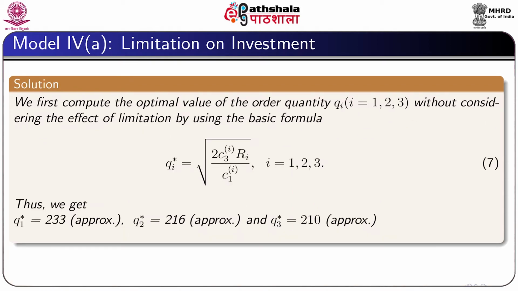First, we compute the optimal value of the order quantity Qi without considering the effect of limitation by using the basic formula, which is Qi star equal to root over 2 C3i Ri by C1i, where i varies from 1 to 3. So, using this formula, we can get the optimal order quantities Q1 star equal to 233, Q2 star equal to 216 and Q3 star equal to 210 approximately.